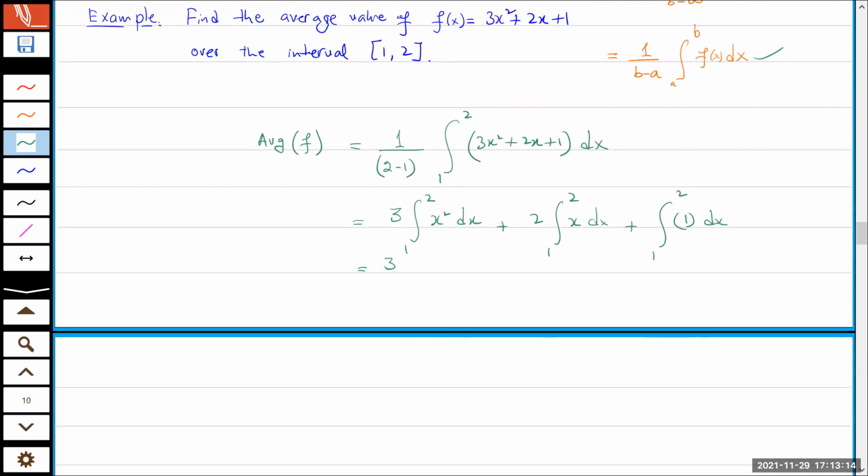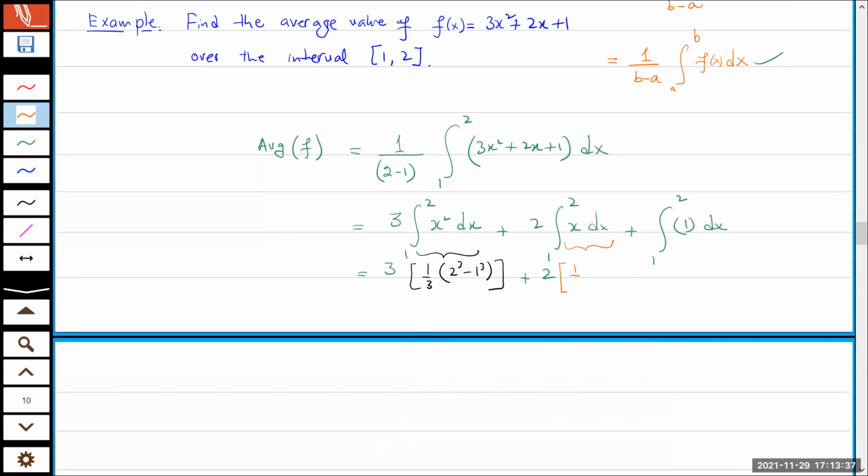Using the formulas, 3 times this will give me 1 over 3, 2 cubed minus 1 cubed, plus 2 times this definite integral, which will result in 1 over 2, 2 squared minus 1 squared. And lastly, this integral here with constant 1 would equal 1 times 2 minus 1.